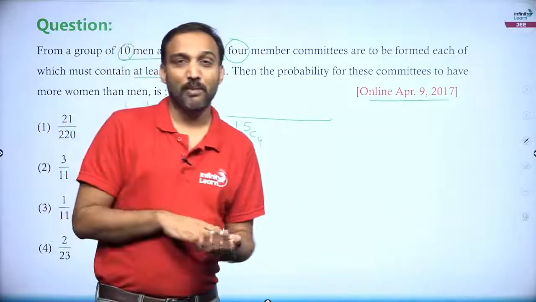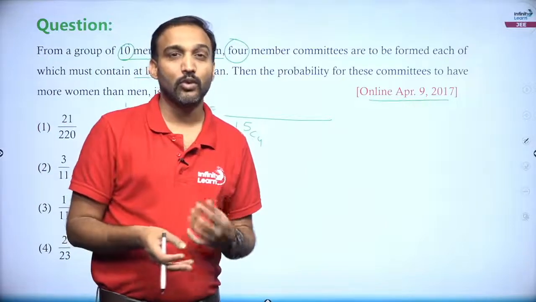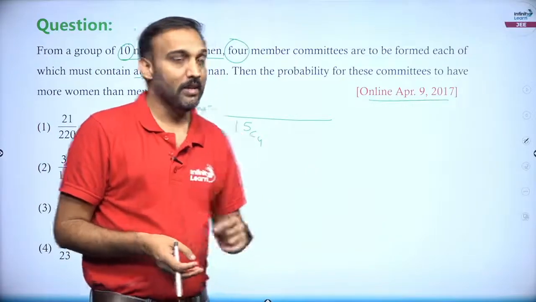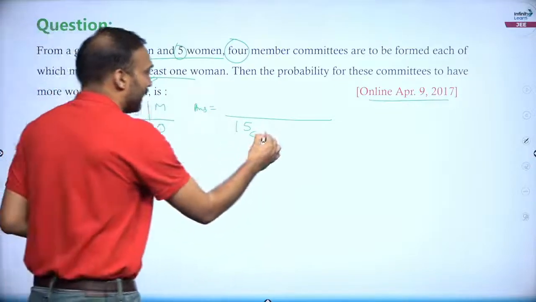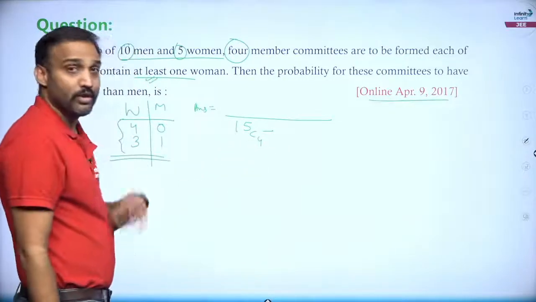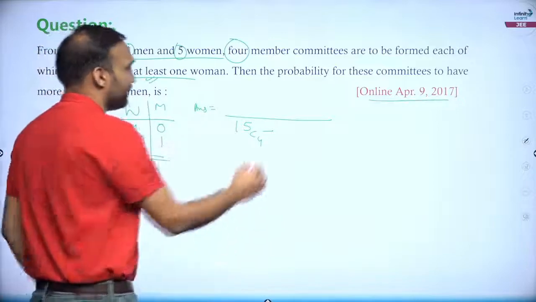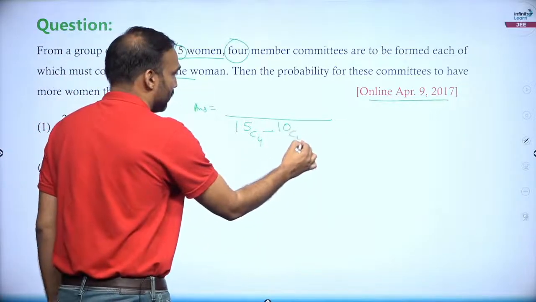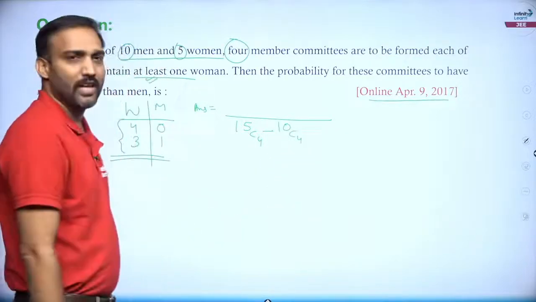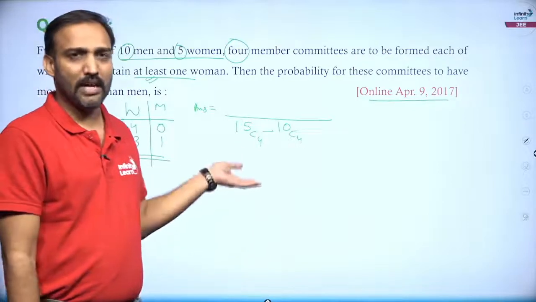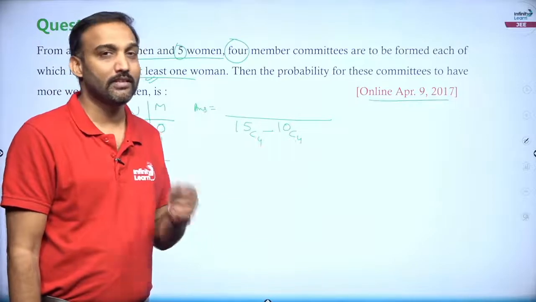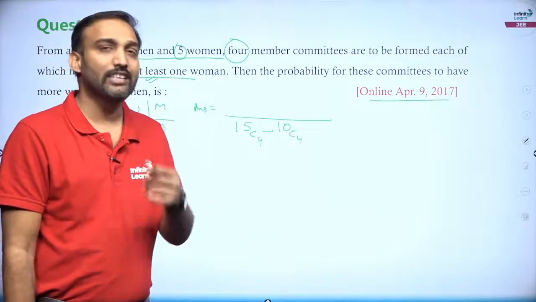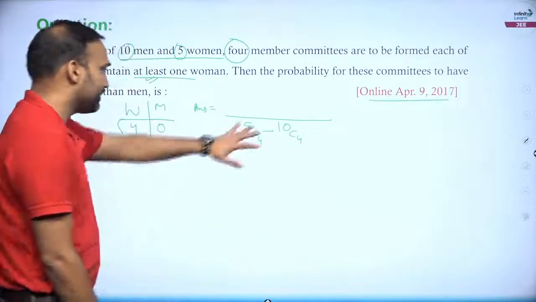Now there might be a possibility where all the selected 4 would be men, right? But the question says there has to be at least 1 woman. So I will subtract those cases where I have selected only men. Only men are 10. So 10C4 are the possibilities where I have got 4 men. So if I subtract 10C4 from 15C4, then I am left with all those possible cases where there is at least one woman. This is total.